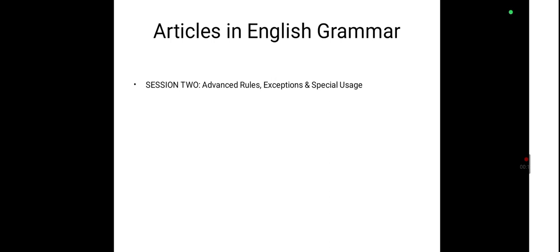In our previous class, we discussed the basic definition, the types, and the simple rules for usage of articles. Now, in this second session, we will discuss and understand the advanced rules, exceptions, and specific usages of the articles in English grammar. So let us start.